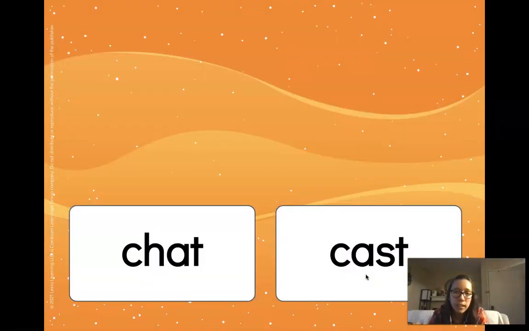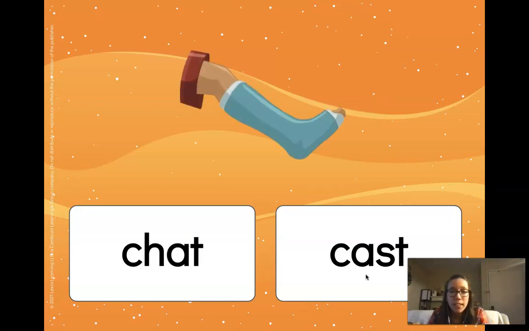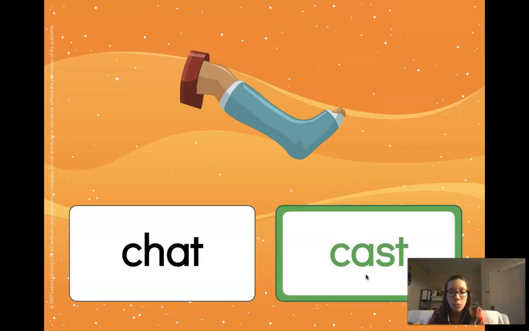Go ahead and look at the words here, friends. Take a minute to sound each of these words out. Got it? All right. This is a picture of a cast. Which one of those words says cast? Very good, the word on the right. Did you sound it out correctly? I bet you did. This word says cast because we can hear all 4 sounds.